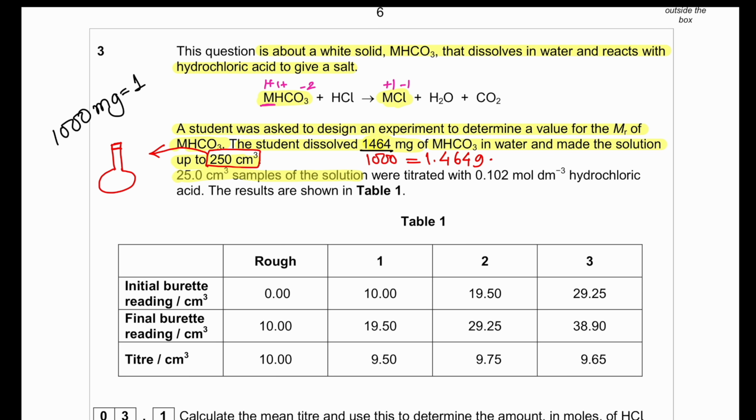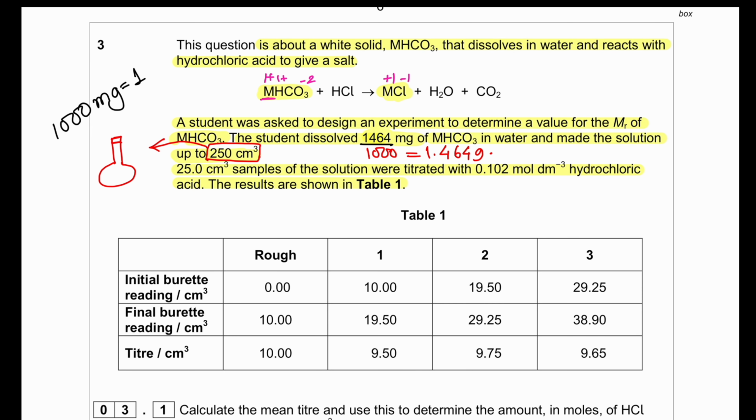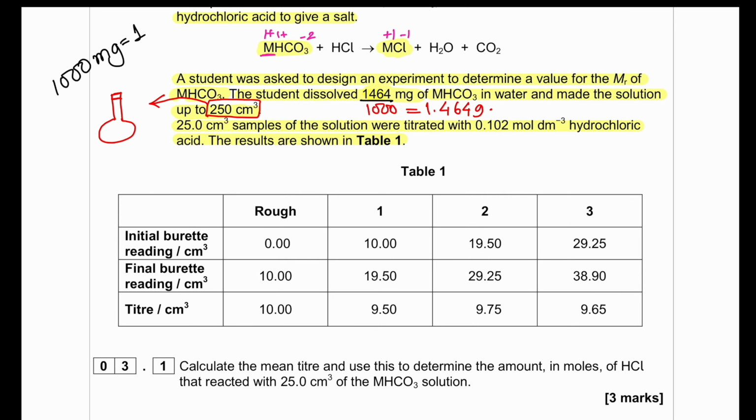A 25 cm3 sample of the solution was titrated with 0.10 mole per dm3 hydrochloric acid. The results are shown. So when it says 25 cm3 of the solution was titrated, we have to understand that we have taken 25 cm3 solution in a conical flask, and then in a burette we have hydrochloric acid. So the burette has the hydrochloric acid and the MHCO3 is in the conical flask.